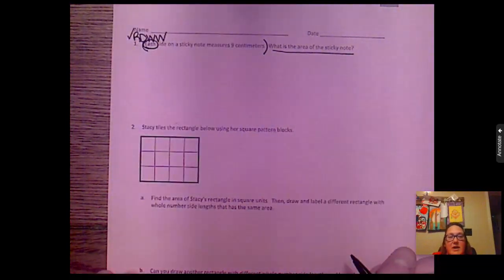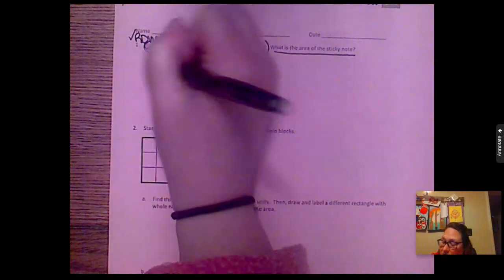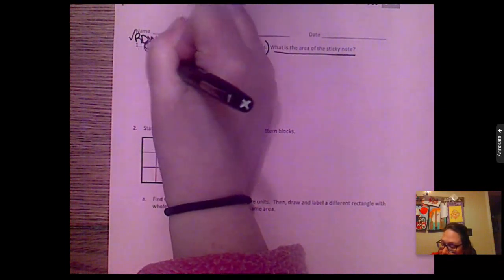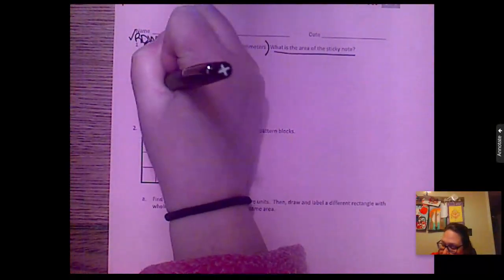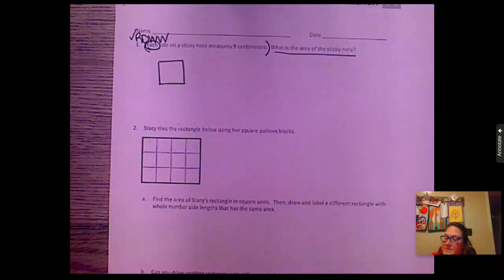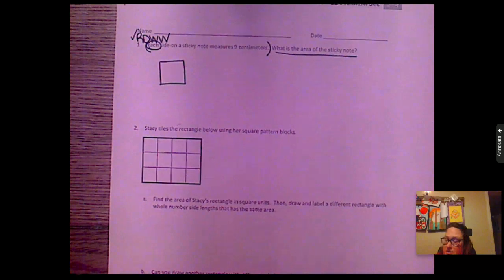Next comes the draw. A sticky note. So if we think about a sticky note like a Post-it note, what shape is a sticky note or a Post-it note? It's a square, right? So let's draw a square. Okay. And it says each side on a sticky note measures 9 centimeters. So this side is 9 centimeters and this side is 9 centimeters.